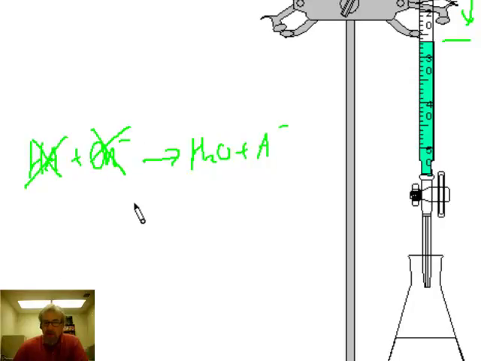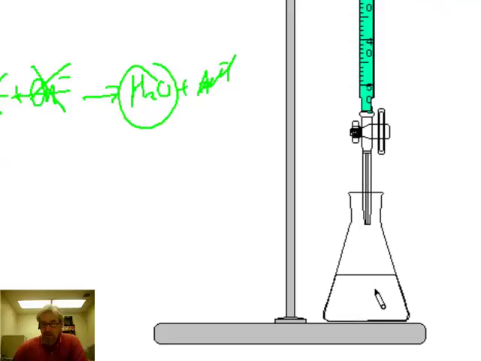So no acid, no strong base is left in the flask, and basically all you have is water, and you have this anion. But if this is a strong acid, that anion won't have any effect on pH. Well, this is a neutral solution then. It's essentially water with a salt dissolved in it. And so the pH at the equivalence point will be equal to 7.